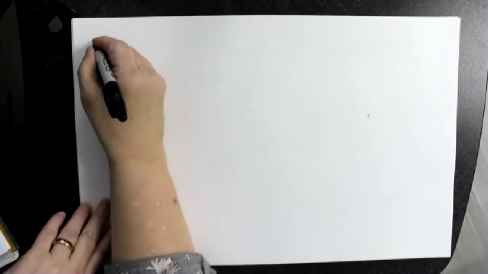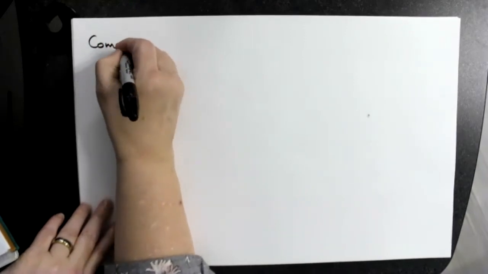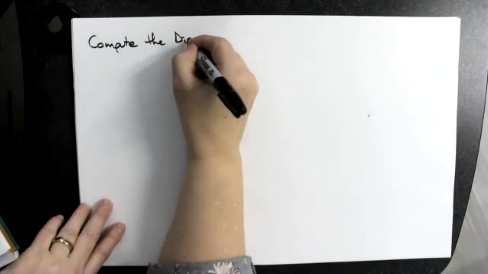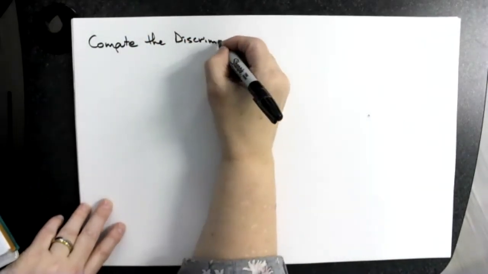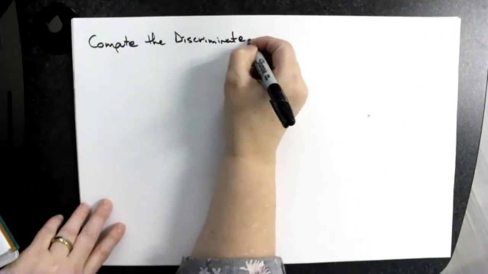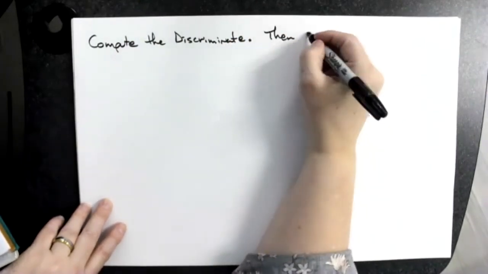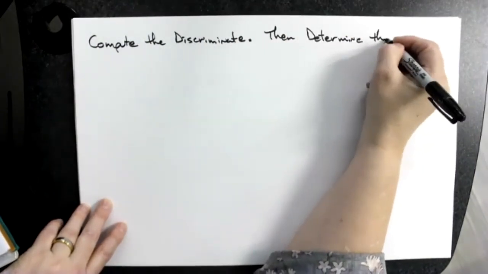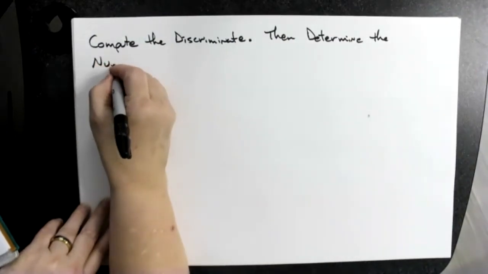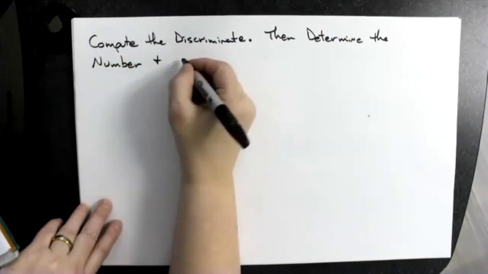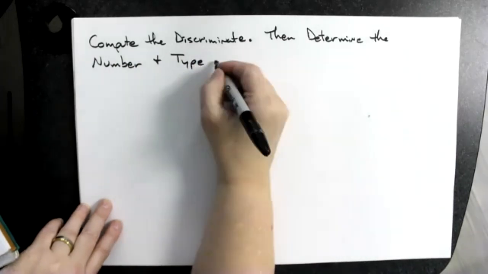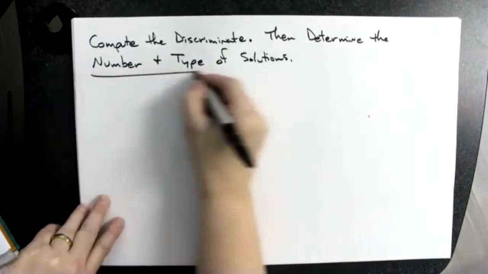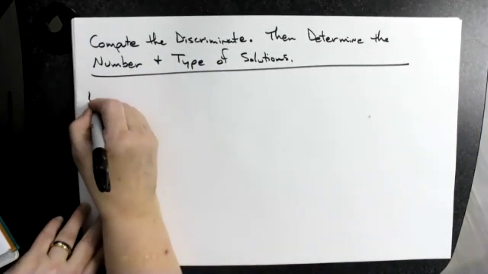All right, let's say that I'm going to actually write out the directions on this one just so we know exactly what it's doing here. It says compute the discriminant. Obviously you would have to calculate that value before you could do anything. Then determine the number and type of solutions. So we'll do at least a couple here.